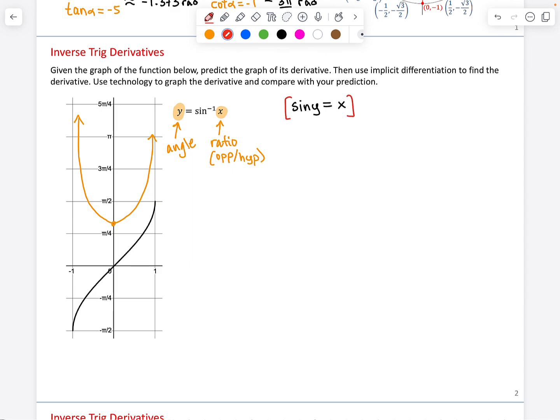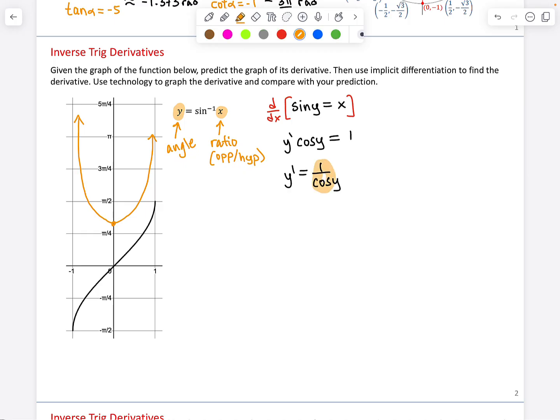So I'm going to differentiate both sides with respect to x, meaning that we treat this y as an implied function of x. So I'll have to use the chain rule when I differentiate sine of y. Derivative of sine is cosine, and then chain rule times y prime. And then derivative of the other side. The derivative of x with respect to x is just 1. So this tells me that y prime will be 1 over the cosine of y.